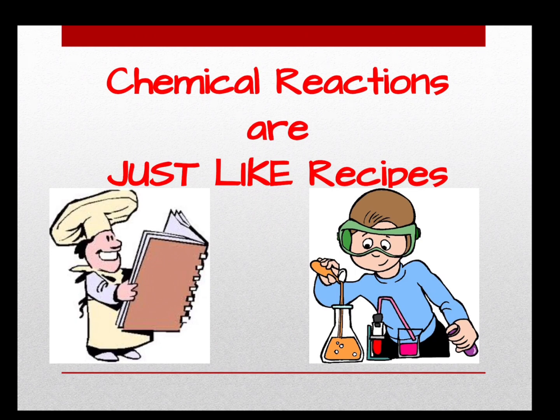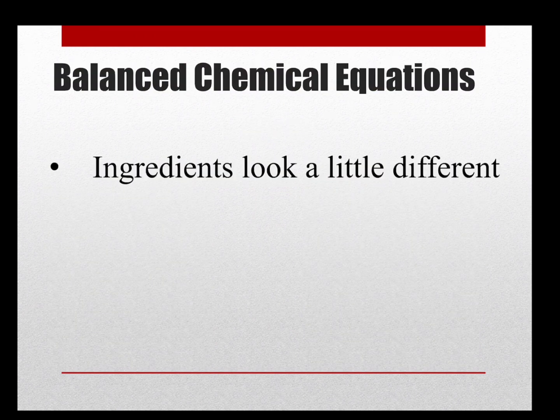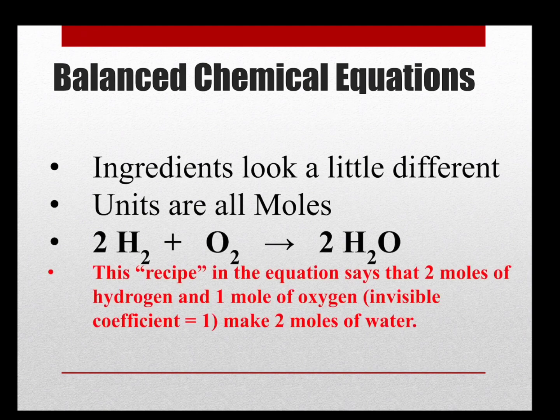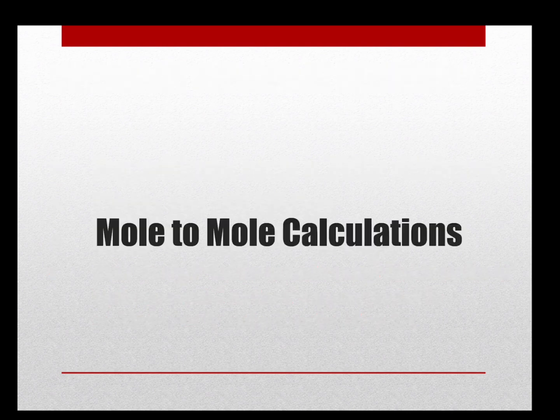Okay, chemical reactions are just like recipes. For balanced chemical equations, ingredients may look a little bit different. Our units are going to be in moles for the most part. So here's an example of what that looks like. The recipe in the equation says I have 2 moles of hydrogen, so H2, and 1 mole of oxygen, and that makes 2 moles of water. So remember that those coefficients are telling me how many moles of each substance that I have.